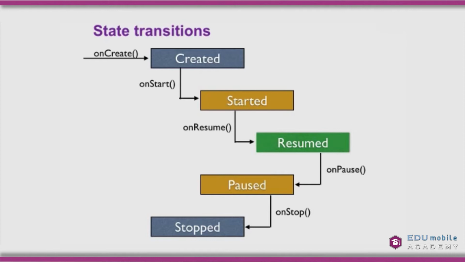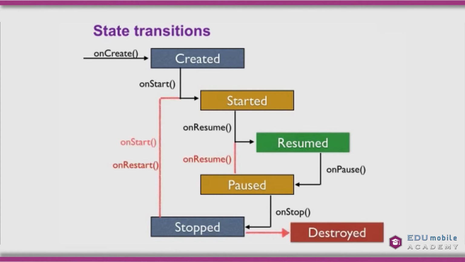Now we can also sit in paused for a very long time, because remember, we could be partially obscuring the activity, and so this first activity would be sitting in paused for the duration. I'm not talking about how to get back to resumed in this slide, but in the next slide we'll see that. And then finally, onStop is called, and we enter the stopped state. So these are the state transitions we have talked about to this point. Now let's look at some others.